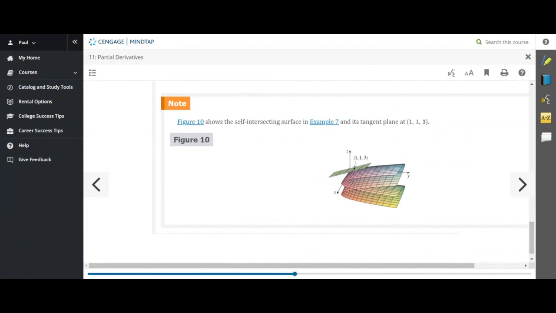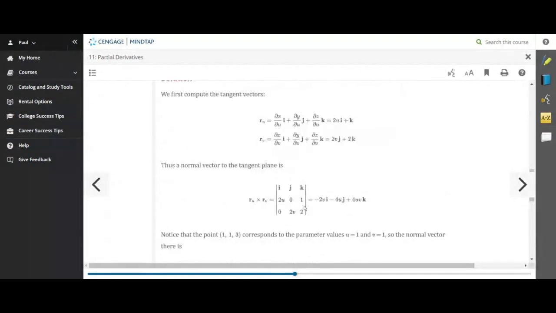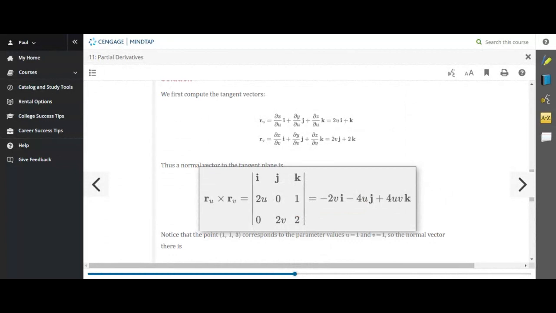Okay, so let's find that tangent plane. We have the derivative vectors. Now we take the cross product of those derivative vectors, and that will give us the vector negative 2v i minus 4u j plus 4uv k. Now, incidentally, if you did r sub v cross r sub u, you would just get the negative of that vector.